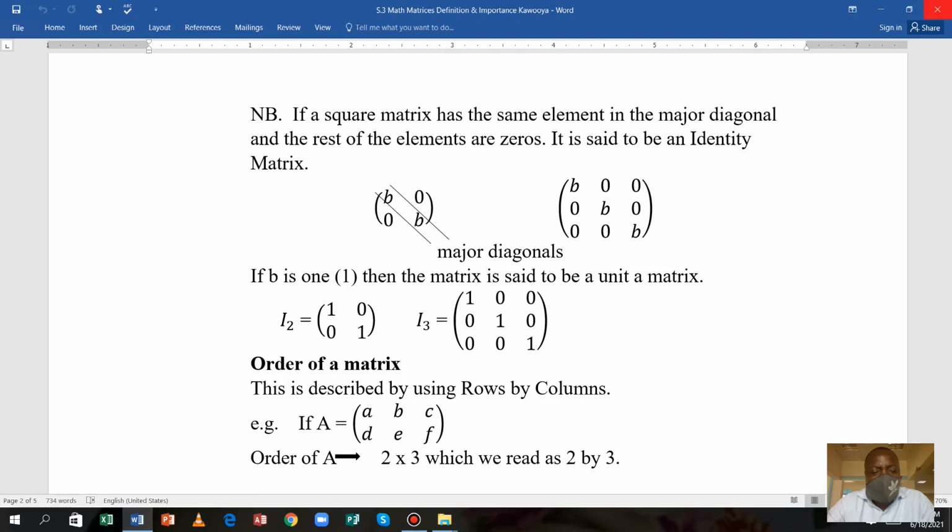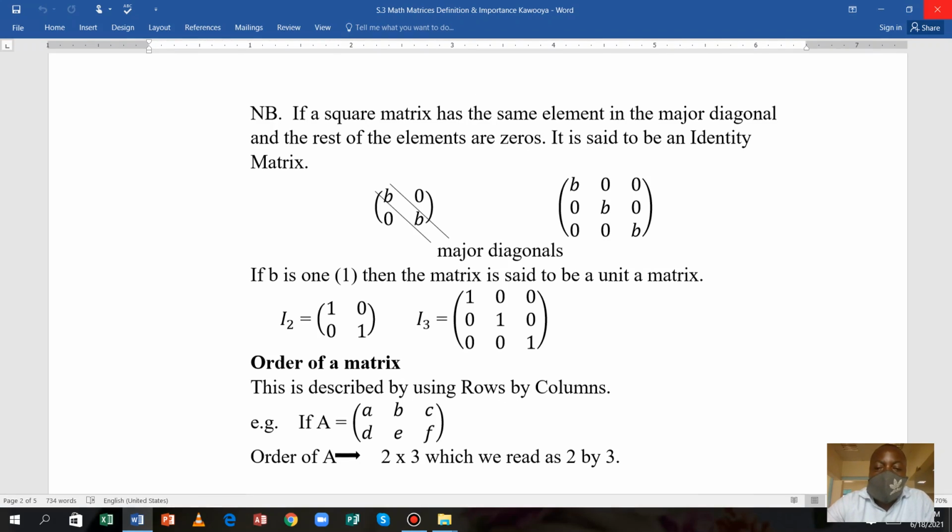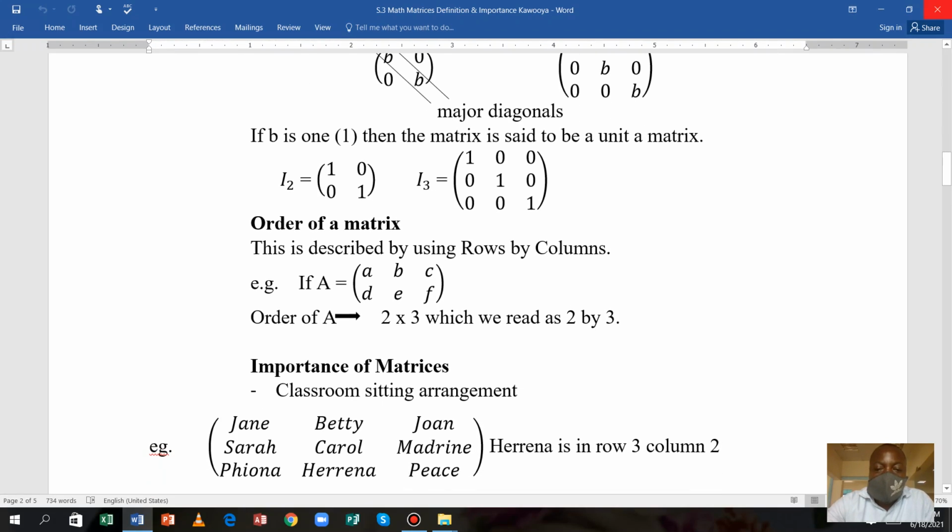Order of a matrix. What do we mean by order of a matrix? It helps us to describe a matrix using rows and columns. As I've said in the previous unity matrices, we said a matrix of order 2 and order 3.